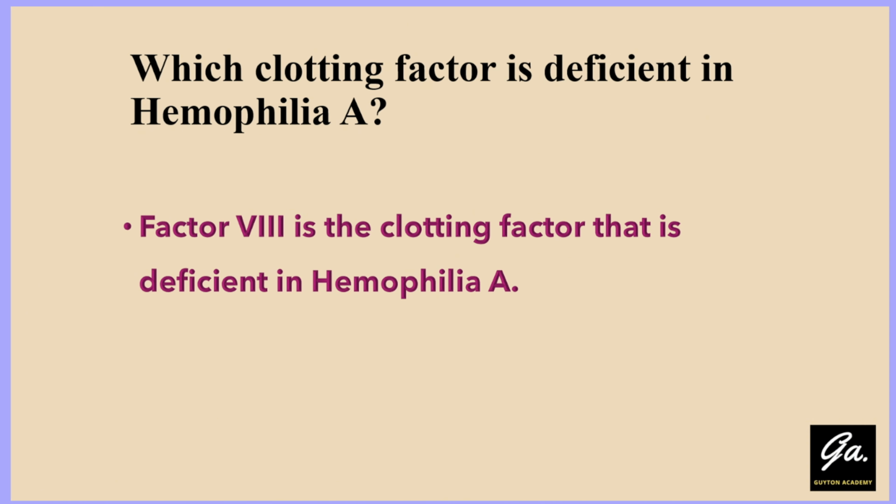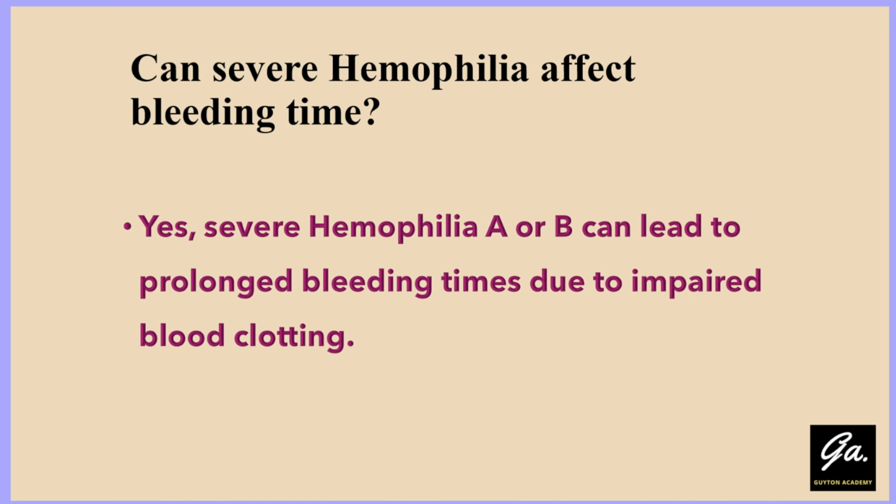Which clotting factor is deficient in hemophilia A? Factor 8 is the clotting factor that is deficient in hemophilia A. And in hemophilia, there is prolonged bleeding time. Can severe hemophilia affect the bleeding time? Yes. Severe hemophilia A or B can lead to prolonged bleeding time due to impaired clotting factors.